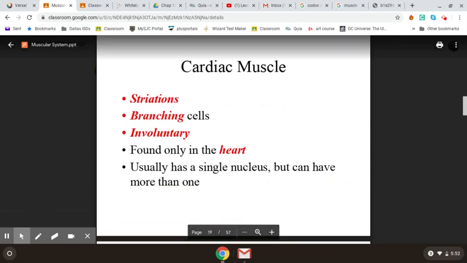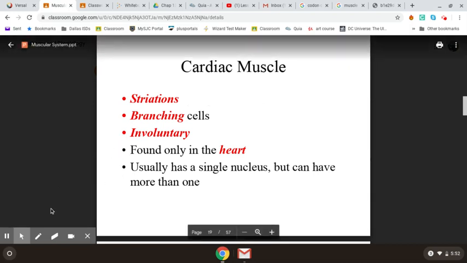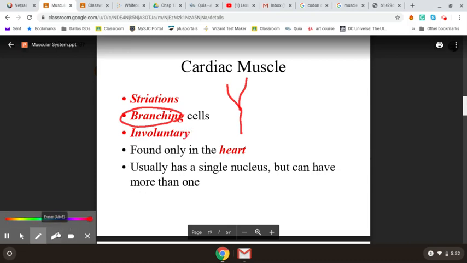Okay, cardiac muscle, again, striations, they branch. That's the big thing with cardiac muscle, is that they branch out. They have this real tendency to branch, which means they're going up, and then all of a sudden they'll branch and split into two. Kind of like a highway where you have an exit coming off of the main street. They are also involuntary. They're only found in the heart, and they also have single nuclei as well.